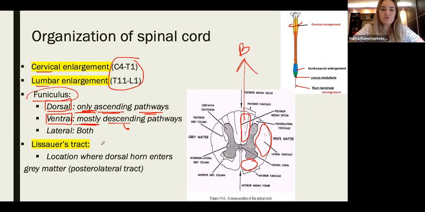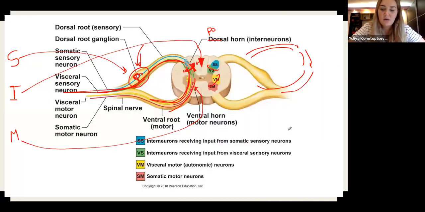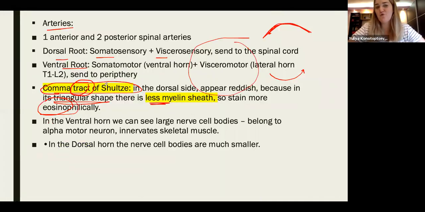There's an additional tract, which is very special. It's called Lissauer's tract. It is also known as the posterolateral tract. Lissauer's tract is here. It's this area. Okay, so this is where Lissauer's tract is present, posterolateral. You can see on this picture, they're saying fasciculus. Fasciculus is another way of saying tract. You remember our first lesson, right? So tract and fasciculus are identical. So you can say comma fasciculus of Schulze, because tract is fasciculus, right?